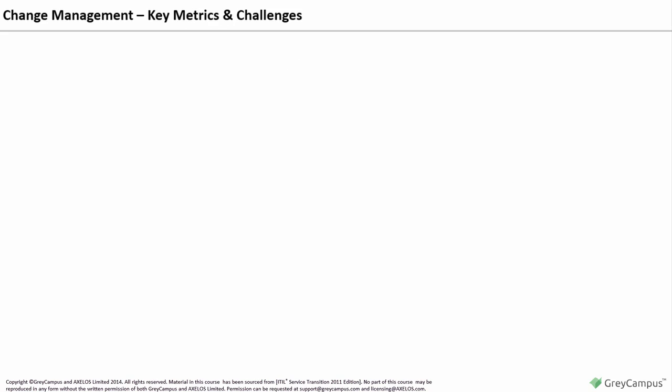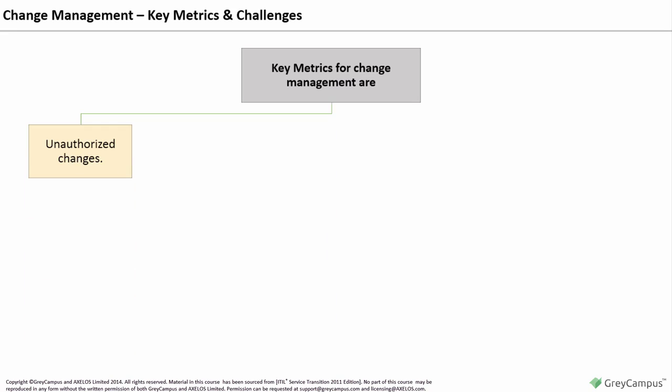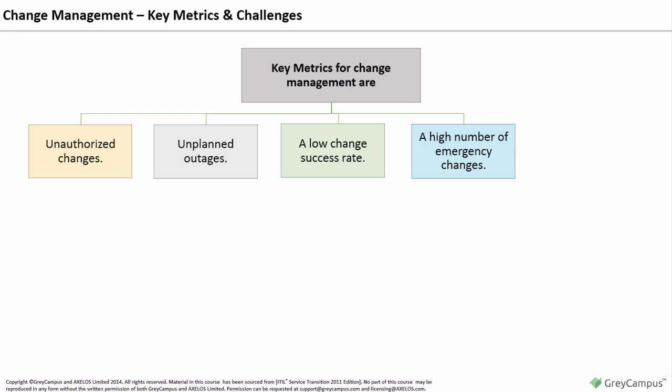Change management, key metrics and challenges. Key metrics for change management are unauthorized changes, the number of unauthorized changes in the environment due to which failures of changes are happening; unplanned outages, the number of outages happening without raising change records; a low change success rate, the success rate of low-risk changes; a higher number of emergency changes, the number of emergency changes with respect to other types of changes; and delayed project implementations, the number of changes which do not get implemented as per scheduled time and have delayed the projects.